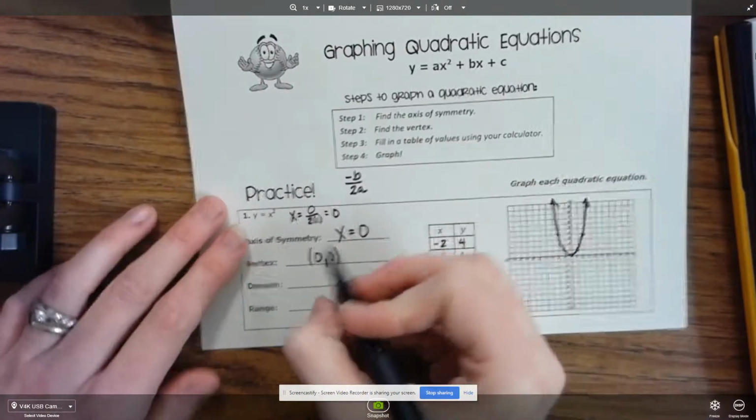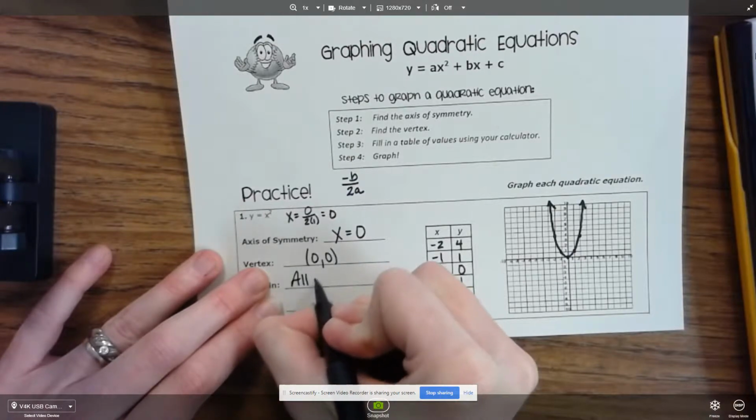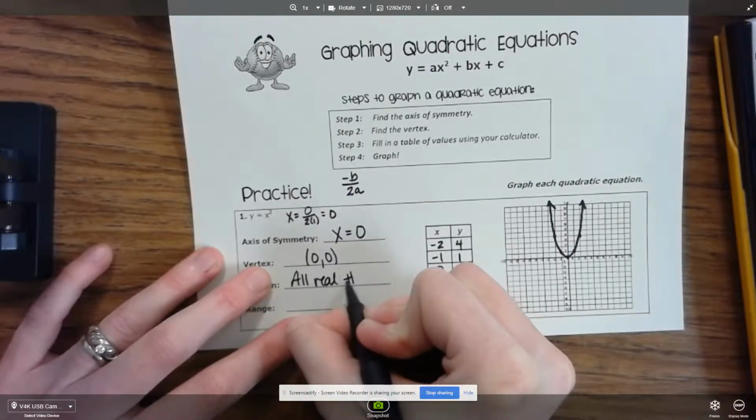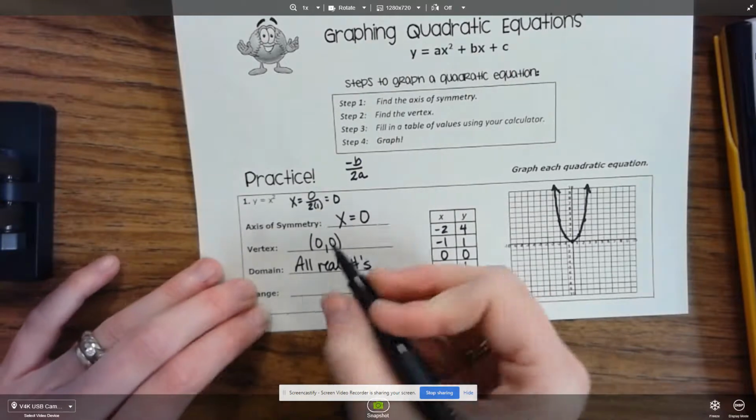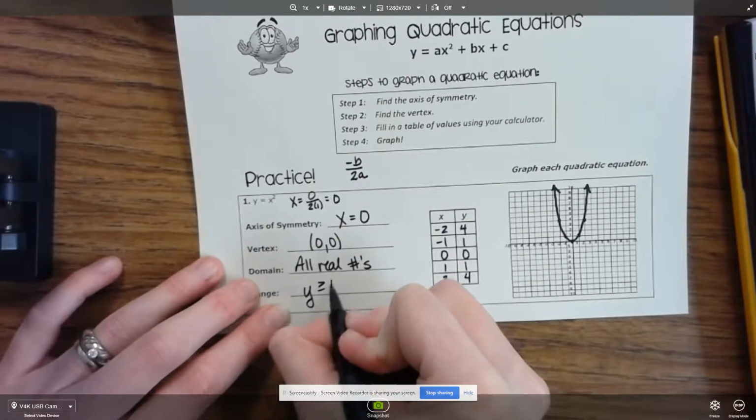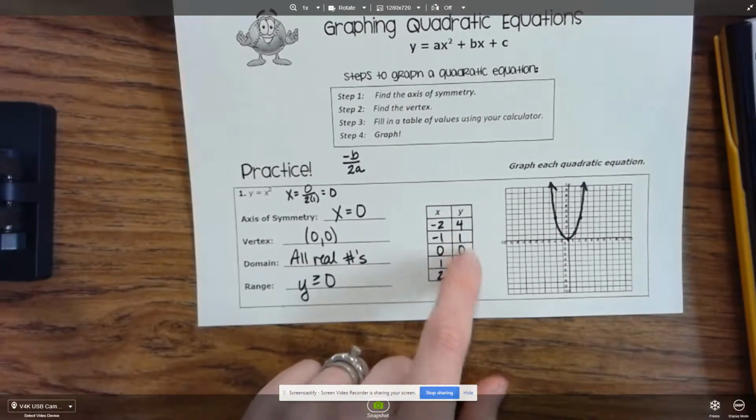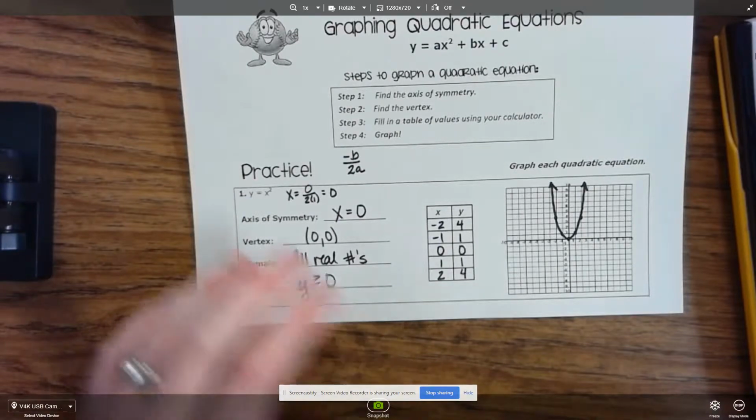And so your domain is going to be all real numbers. We can plug any x in there and get a solution. But your range, y has got to be greater than or equal to 0. You have no y values that are less than 0.